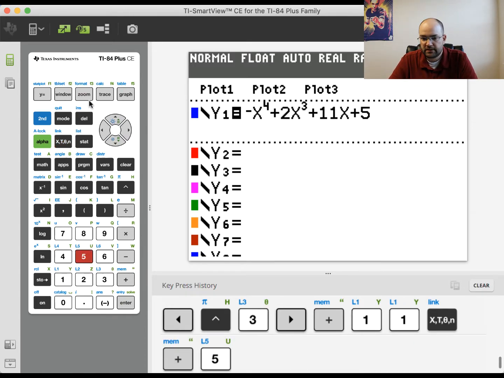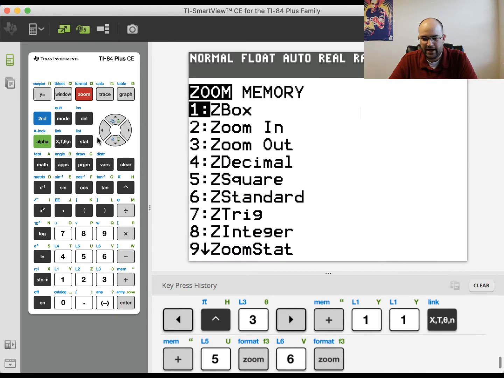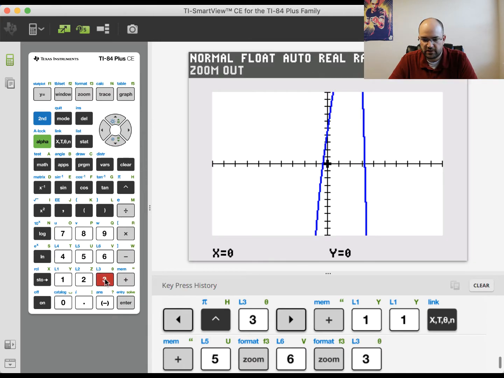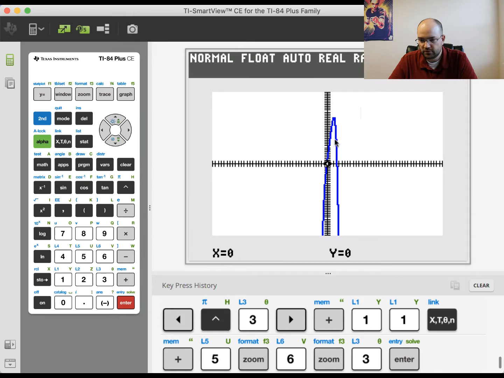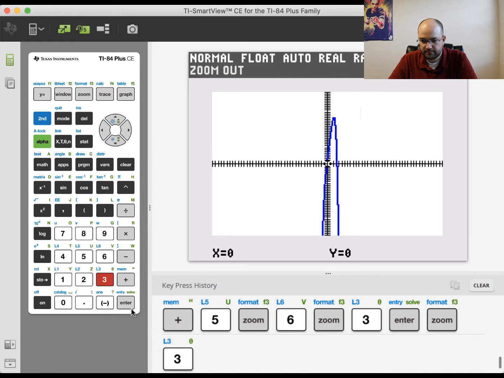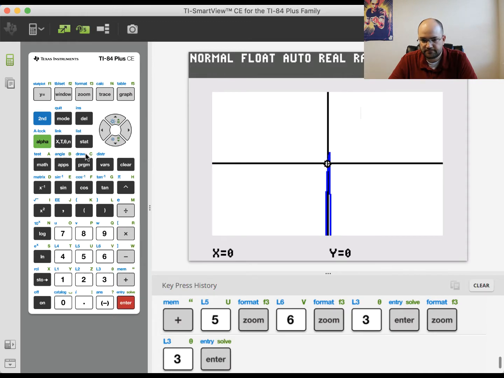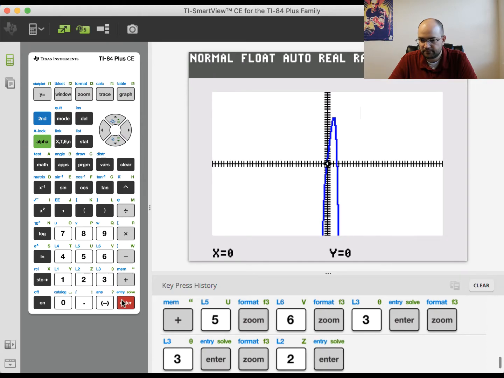Awesome. And if I press zoom 6, some really weird things are happening. So let's just zoom out. So zoom and then press 3 and then click enter. Well, that looks like that's all we have. If I zoom out one more time, yep, that's pretty much it. So I'm going to zoom back in just a little bit.